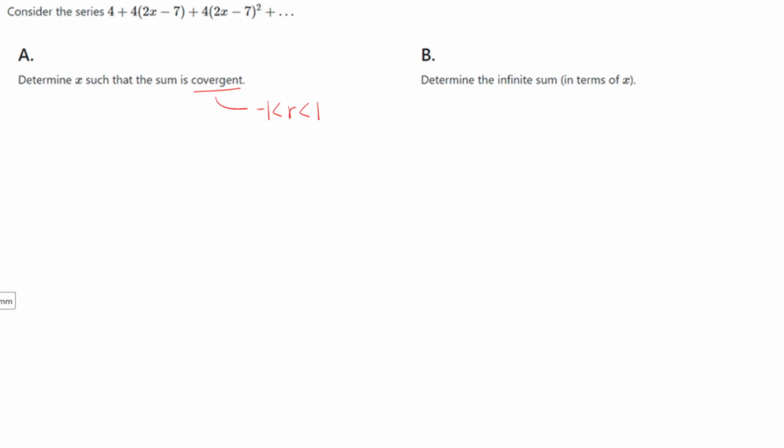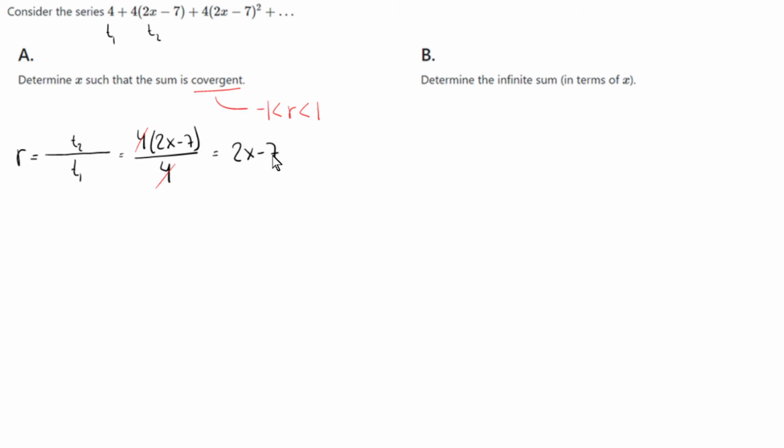So let's determine an expression for r in this case. So r is going to be the quotient between two subsequent terms. So it's going to be t2, term number 2, over term number 1. This here is term number 2. This is term number 1. Just plug it in. That's your second term, and your first term is simply 4. The two 4's cancel. So our common ratio r is 2x minus 7.